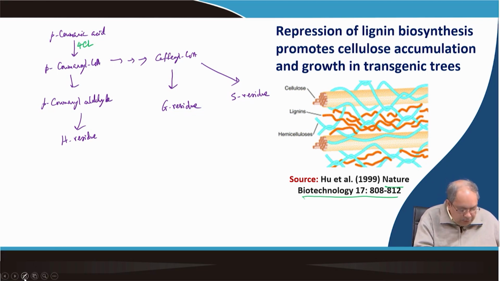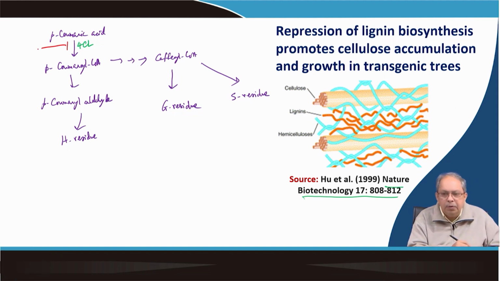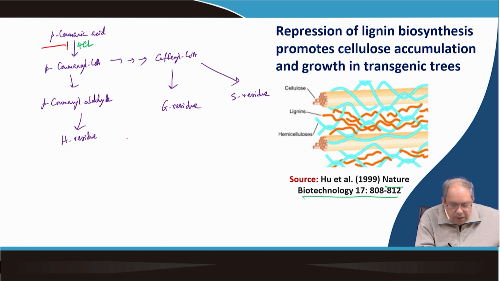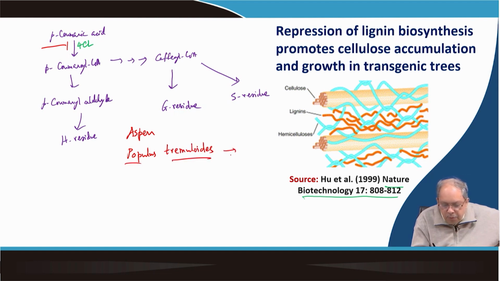So, what they have done here is make an antisense suppression of this 4-CL. The plant used is the target, and the plant or gene source is the same: poplar, or no, aspen is the English name, which is called Populus tremuloides. This is a plant which is used for making pulp and paper.